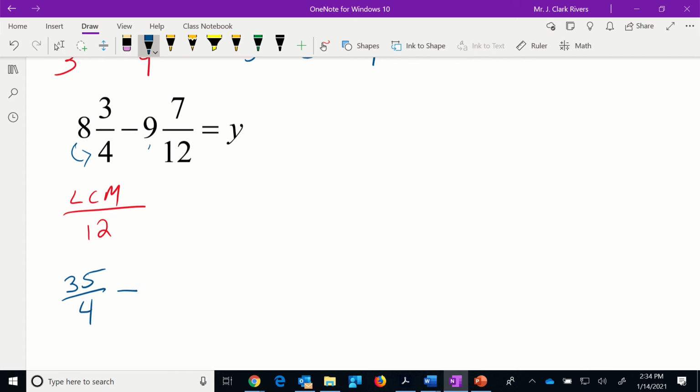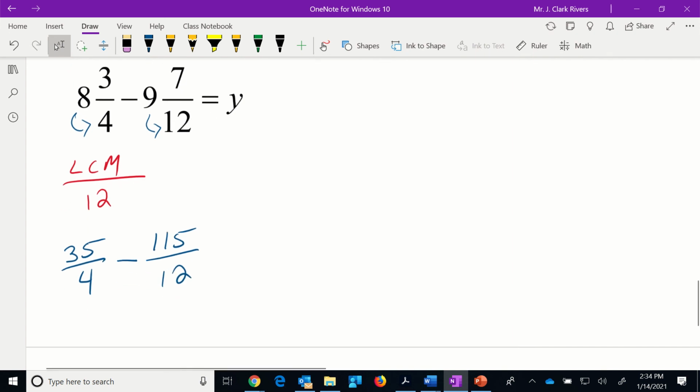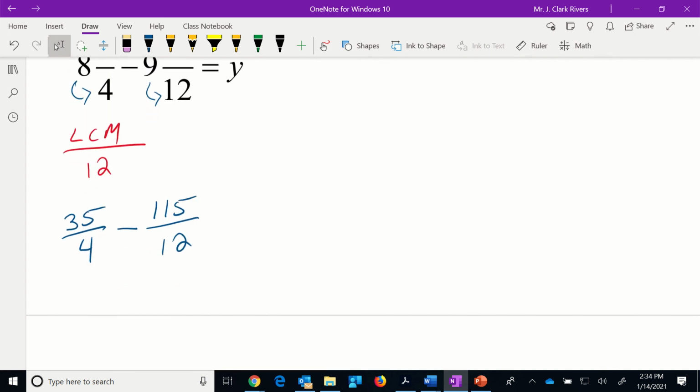minus 9 multiplied by 12. 9 times 10 is 90. 9 times 2 is 18. 18 plus 90 is 108. Plus my numerator 7 gives me 115/12.